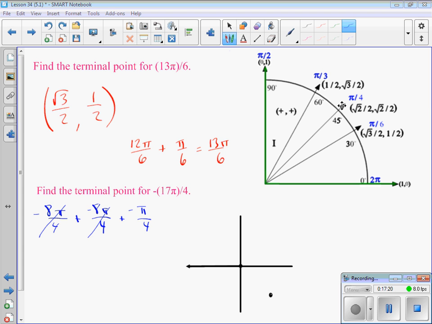Pi over 4 is up here at square root of 2 over 2, square root of 2 over 2. If I'm down in the fourth quadrant, is my x-coordinate positive or negative? Positive. So it's still going to be positive square root of 2 over 2. Is my y-coordinate positive or negative if it's down in the fourth quadrant? Negative. So that's the only way that that differs. So the terminal point would actually be this right here.